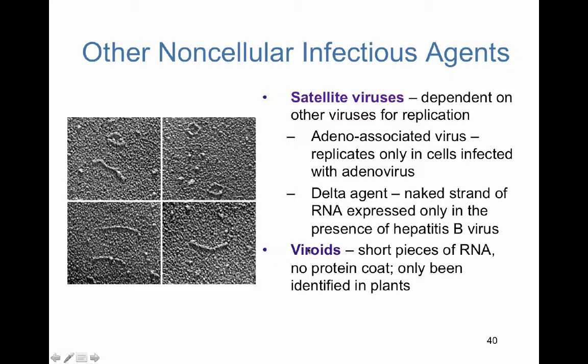And also a viroid. A viroid is unique in the sense that it's just a short stretch of RNA. So it's kind of similar to a virus in that it has one of the components, the nucleic acid, but there's no capsid, no protein coat. There's an electron micrograph of a few of them here on the left. This is one found in potatoes. These have only been identified in plants. So these are some other non-cellular infectious agents.